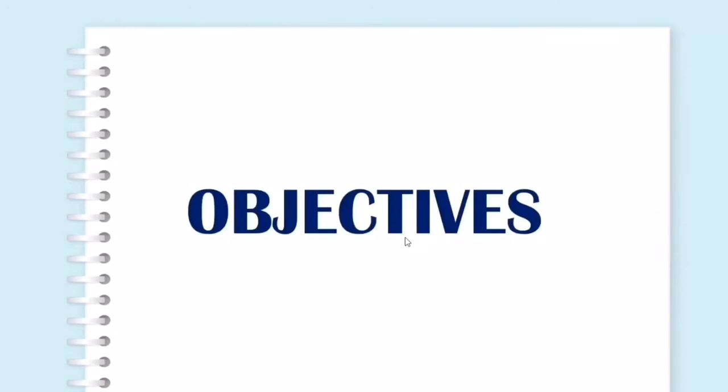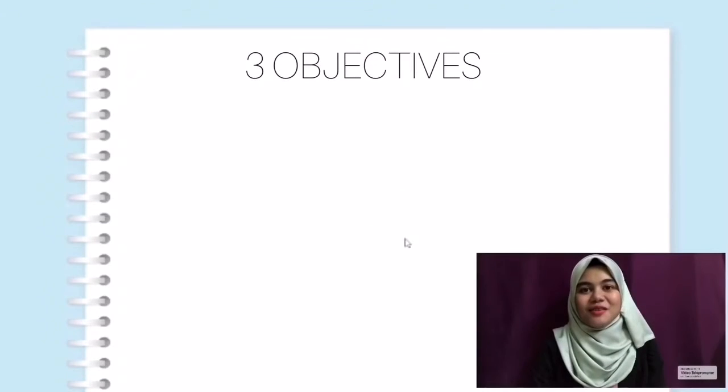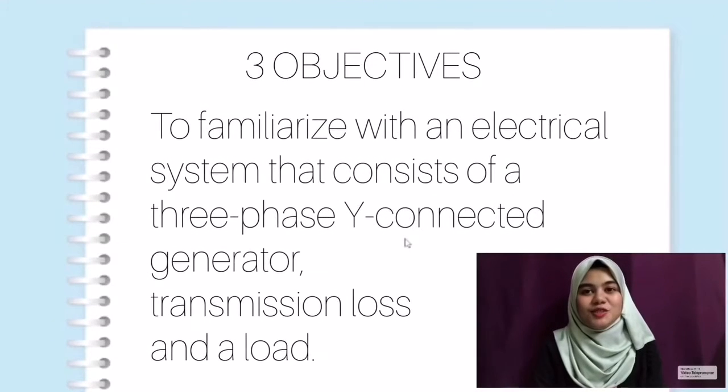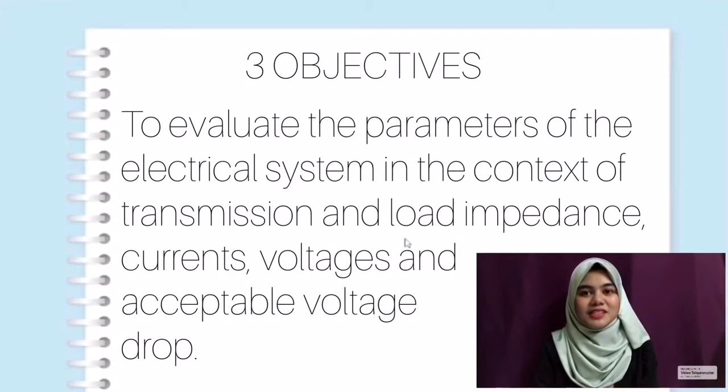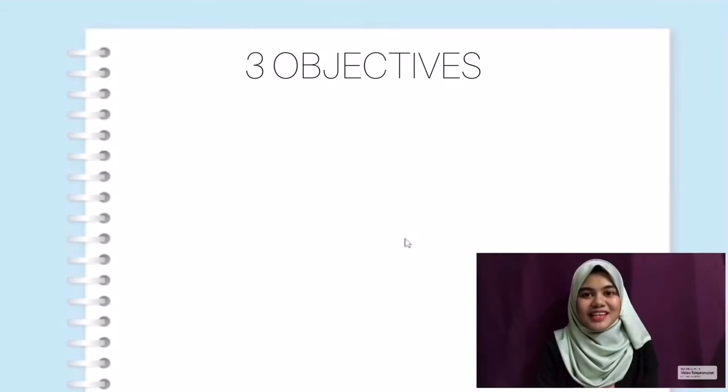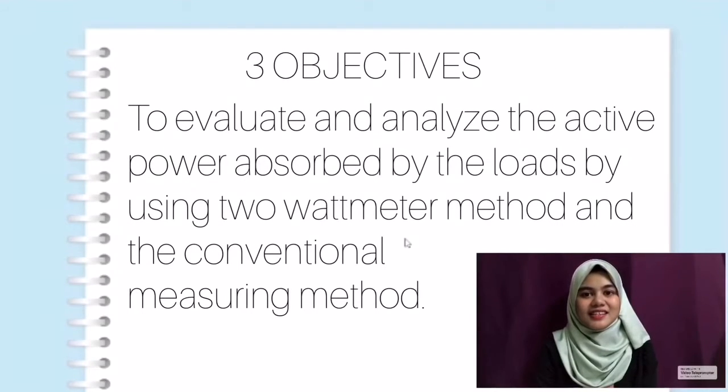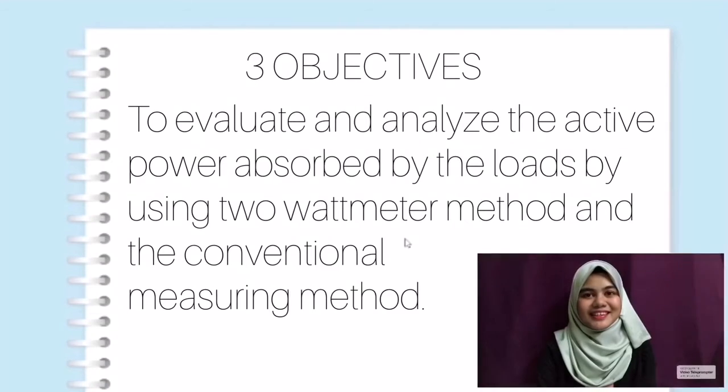Next, the objective. There are three objectives in this project. Number one, to familiarize with an electrical system that consists of three-phase Y-connected generator, transmission loss, and load. Number two, to evaluate the parameter of the electrical system in the context of transmission and load impedance, current, voltage, and acceptable voltage drop. Last but not least, to evaluate and analyze the active power absorbed by the load by using the 2-watt meter method and the conventional measuring method.